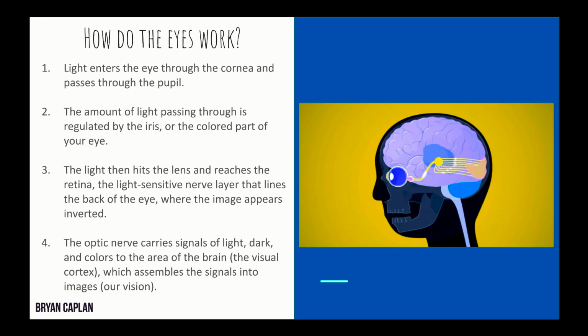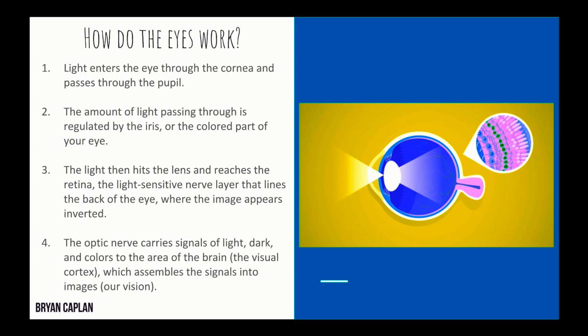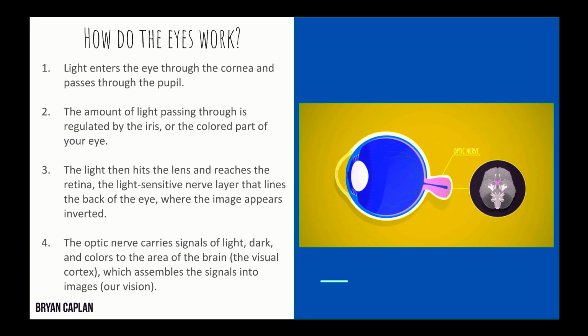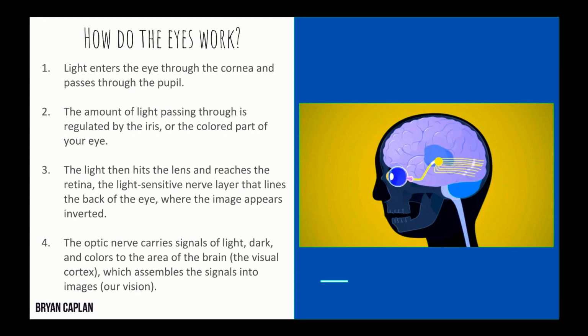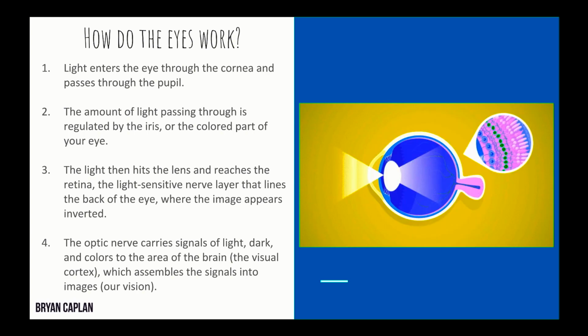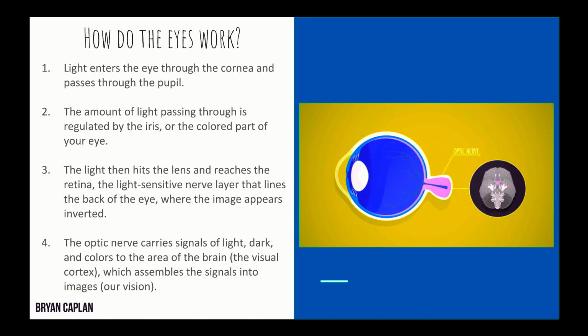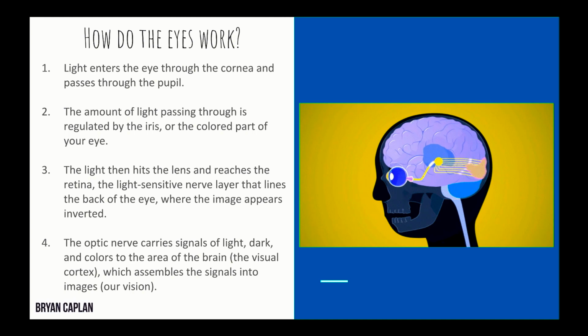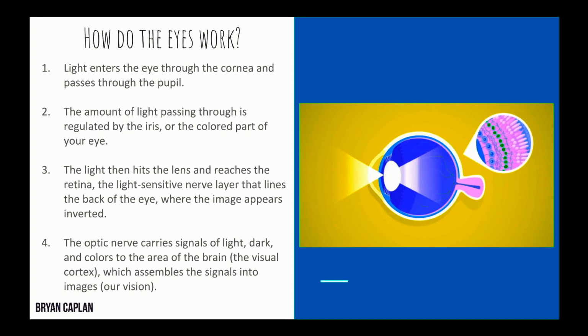Now the optic nerve carries signals of light, dark, and colors to the area of the brain called the visual cortex, which then assembles the signals into images, which makes our vision. So you can see from the animation here, we're getting light in, it's upside down, and then travels as data to our visual cortex in the brain. The visual cortex assembles these signals as data into images. So that's how vision works. Very important that we understand that as we move forward, especially take into consideration the amount of light that you need for an image.